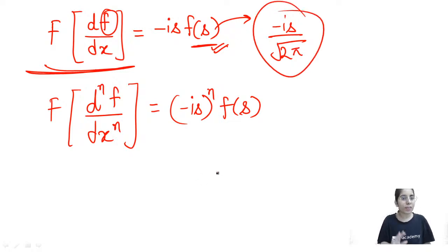And in the same way, even if the order of differentiation increases here, and you already know the Fourier transform of Dirac delta function itself, you will be able to get the final answer by using these properties. Is this clear to everyone till this point?